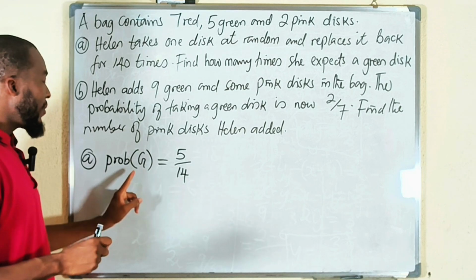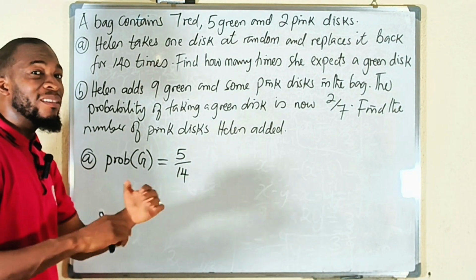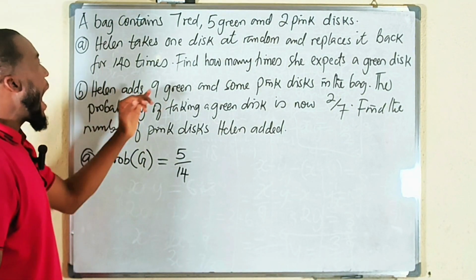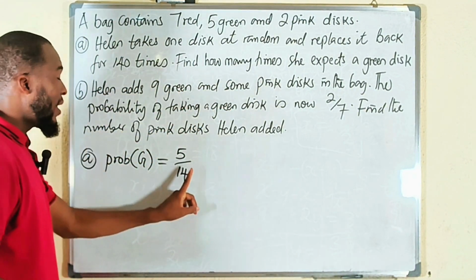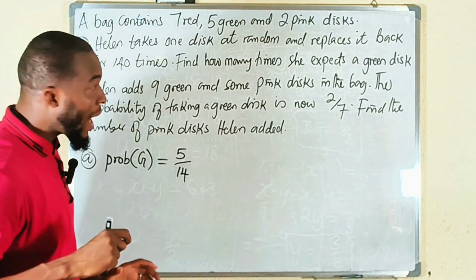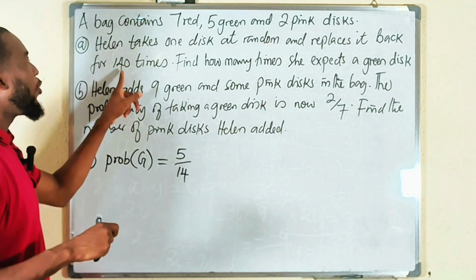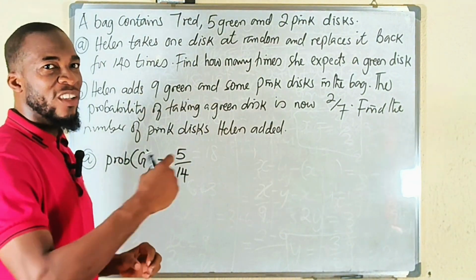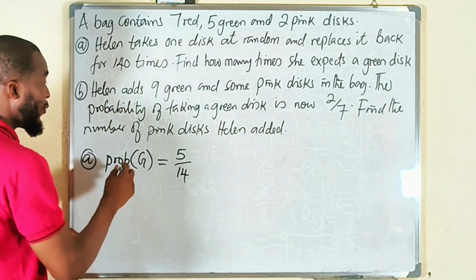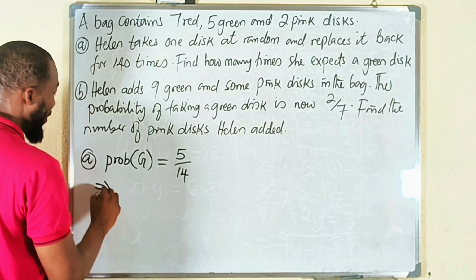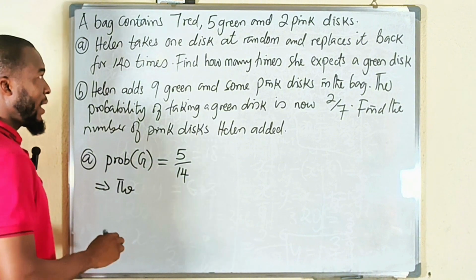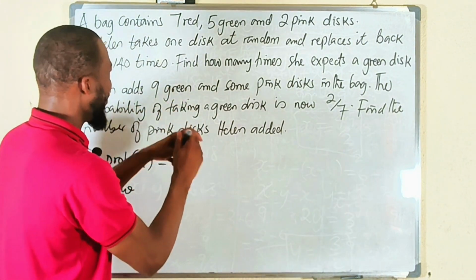But since green disc has this probability every time because there is a replacement, then how many times she expects to get a green disc every time she picks a disc out of the bag is what? This probability multiplied by the number of times she has been picking out these discs. So we have the solution to the problem. This implies that the number, should I even write this one? You know what I mean. This is what I'm trying to say.